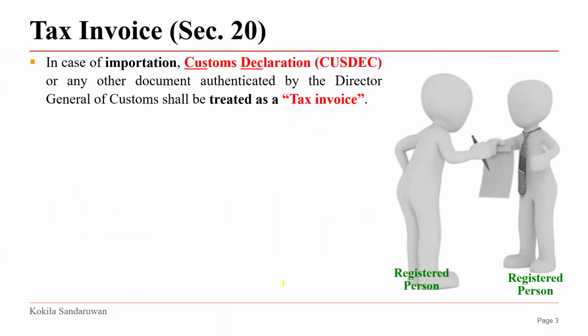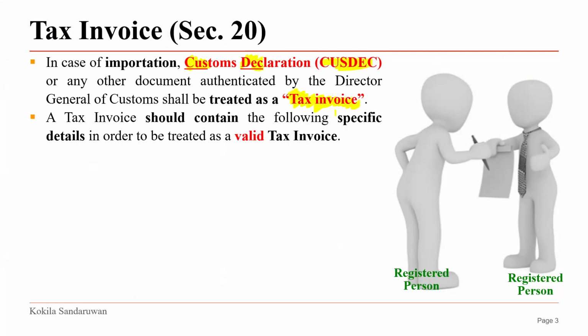And also, from the VAT perspective, the customs declaration. In short, we call it CUSDEC. Customs declaration, we call it CUSDEC for short, right? A CUSDEC is also treated as a tax invoice. We consider this one also as a tax invoice, right? That is why you are claiming input on CUSDECs. You can claim input on whatever the imported item is. It is treated as a CUSDEC, treated as a tax invoice. You can claim that particular input.